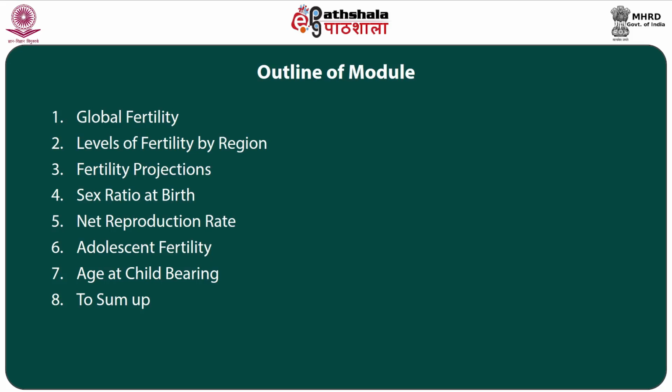Then we will also try to get an understanding about net reproduction rate and the kind of situation that is prevailing in terms of net reproduction rate, that is NRR. Then we will talk about adolescent fertility, the trends and the implications. We will also try to understand the age at childbearing in various countries. Then finally, we will sum up the module learnings.